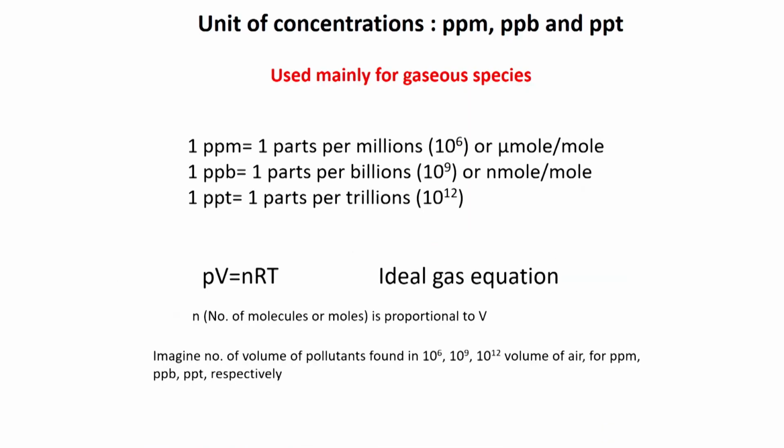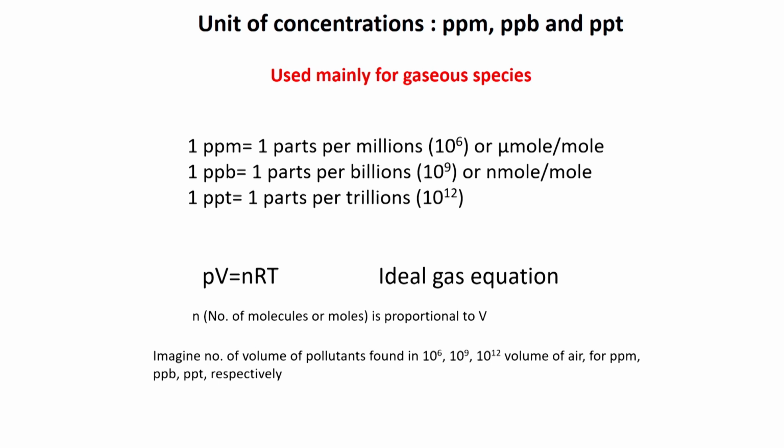So, units of concentration: ppm, ppb and ppt are generally used mostly for gaseous species. They are very common, especially when the concentration of the gaseous species is low, at least 2 or 3 orders of magnitude lower than that of the air composition. Okay. So, 1 ppm means 1 part per million.